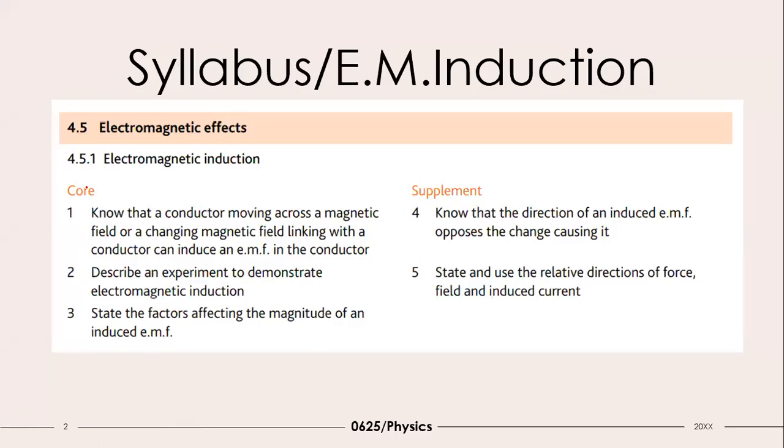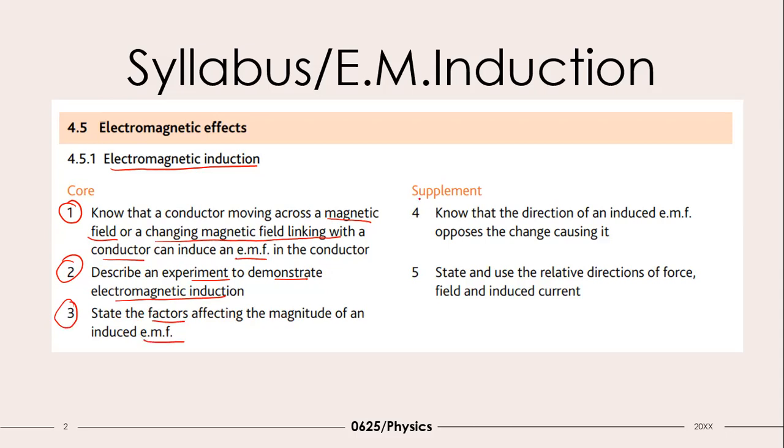Well, the first point from electromagnetic induction is knowing the fact that when a conductor is moving across a magnetic field, or a changing magnetic field links a conductor, then it induces an EMF in the conductor. EMF is actually the voltage. And then we'll be doing some experiments to demonstrate electromagnetic induction, how we can produce EMF or voltage or current in a conductor which is placed in a changing magnetic field. And then we'll be looking at the factors to increase the magnitude of induced EMF.